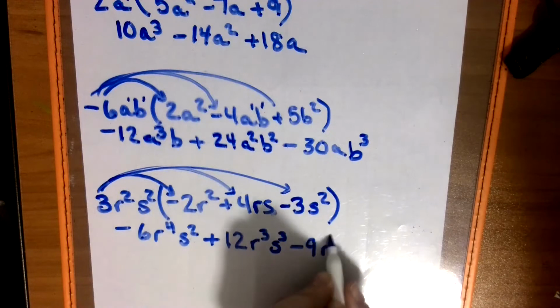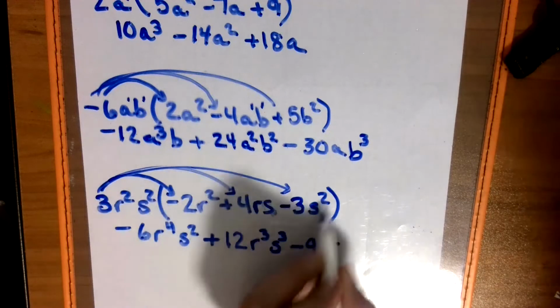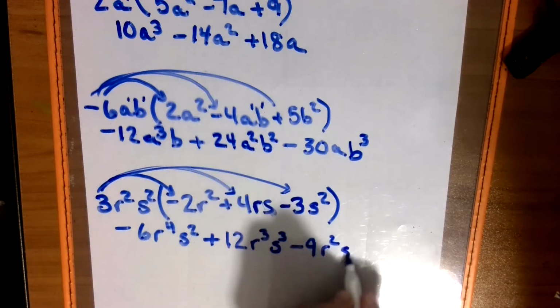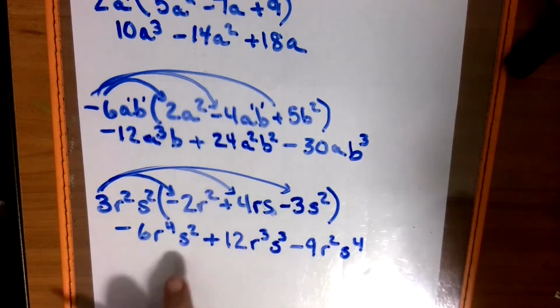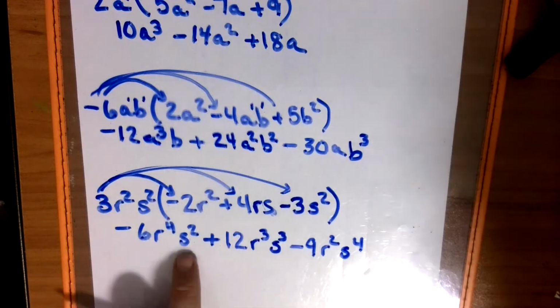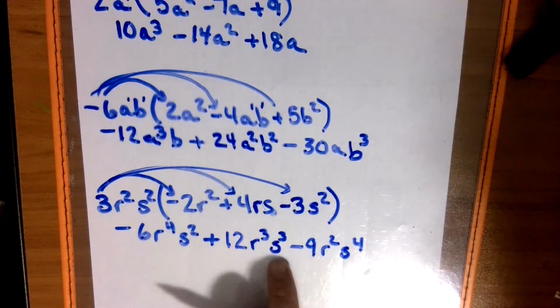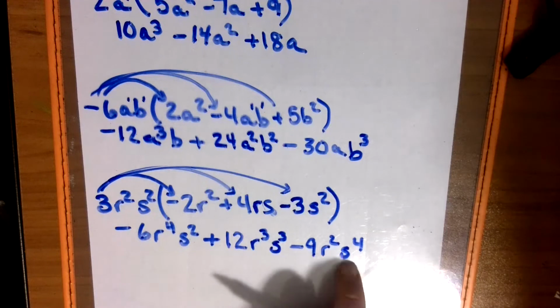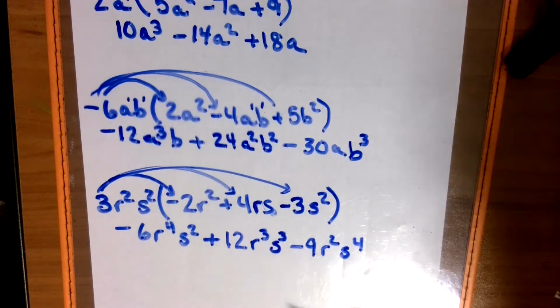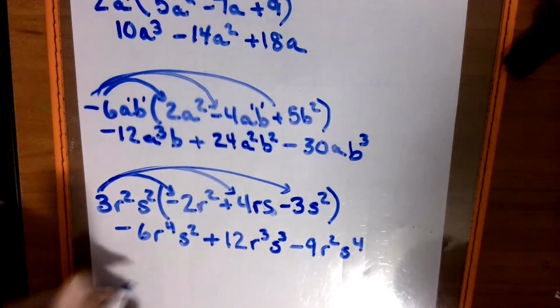R squared, there's no r's here, but there's an s squared and an s to the second here, so that's s to the fourth power. Now let's just check. R to the fourth, s to the second, r to the third, s to the cubed, r to the second, s to the fourth. None of them have the same combo. We get to leave it as is.